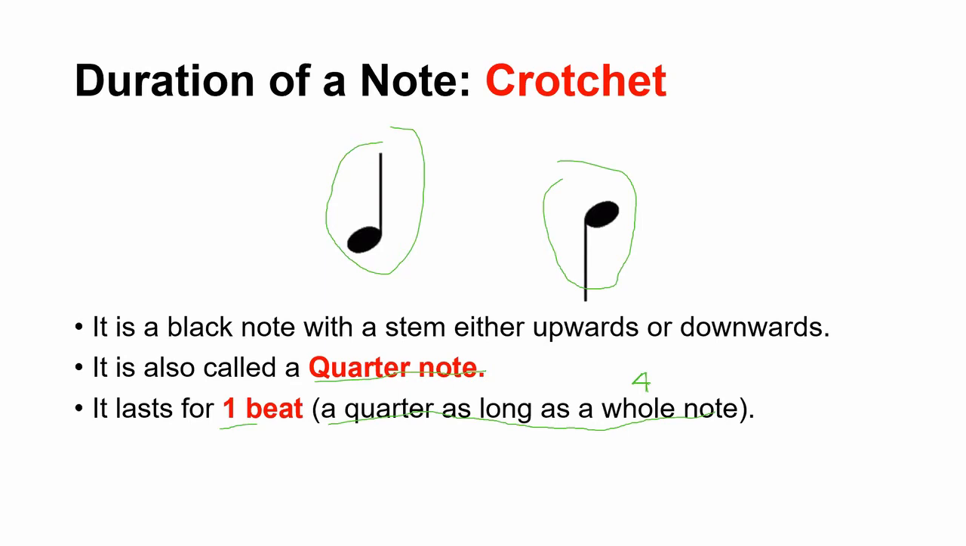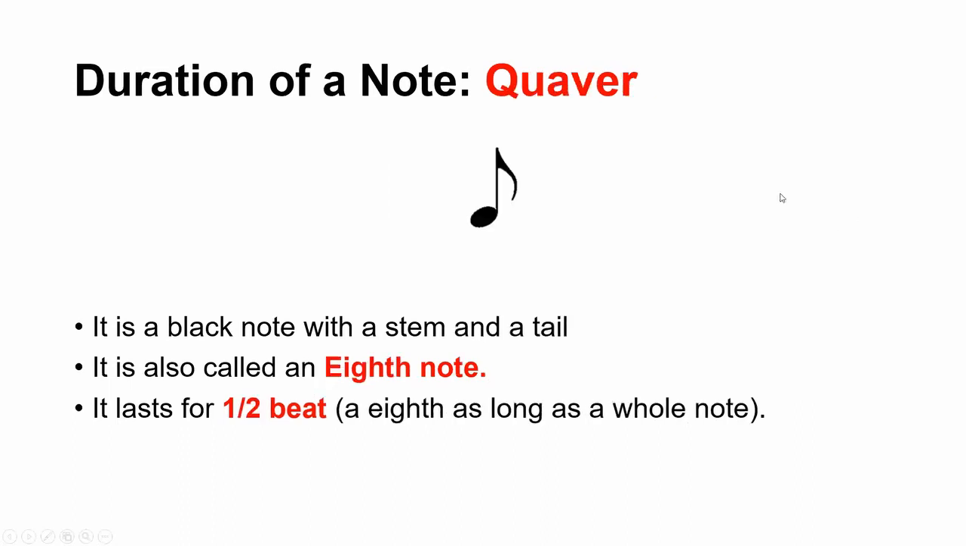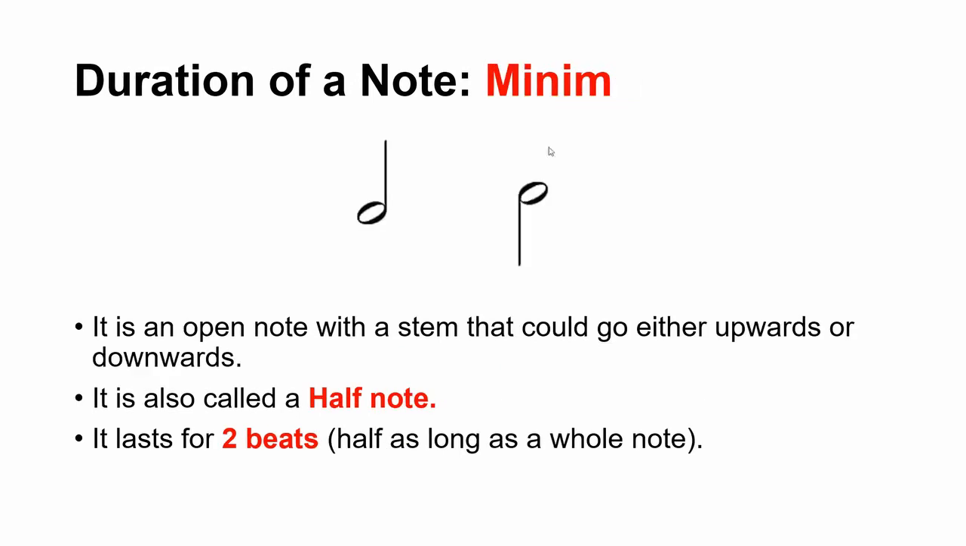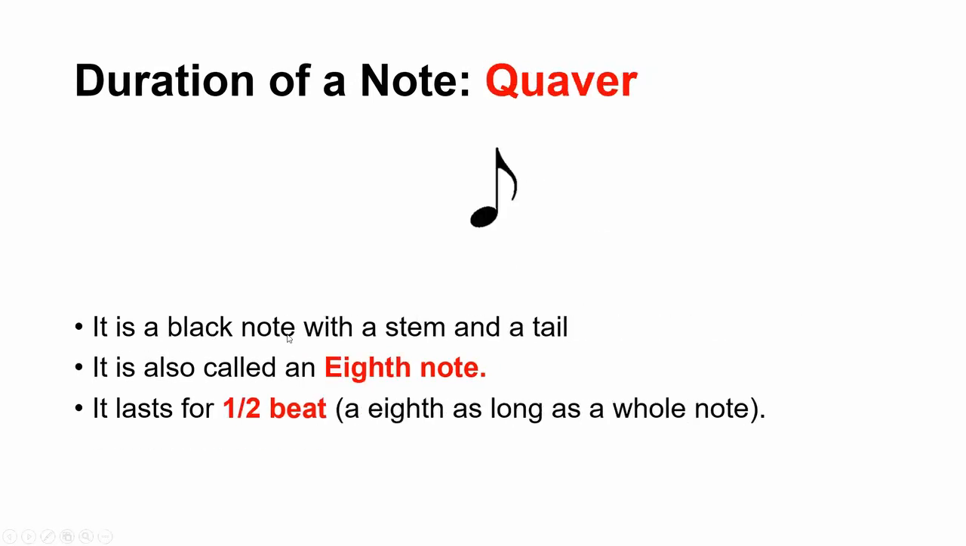All right, good. So now let's go to the next note. Now, a quaver. A quaver is a black note with a stem and a tail. So there you can see here. It's a black note with a stem and a flag. Some people call it flags, some people call it tail. Okay, so stem, tail, or flag, and then the black note.